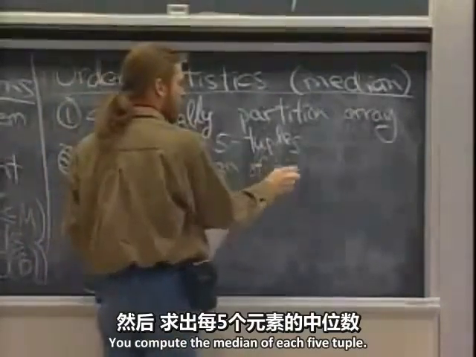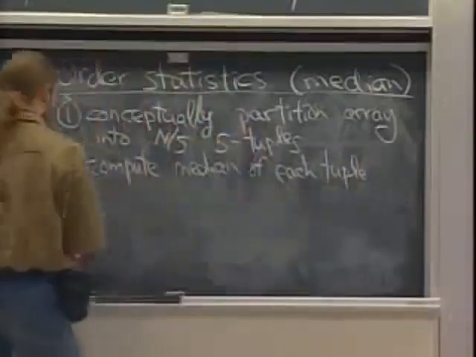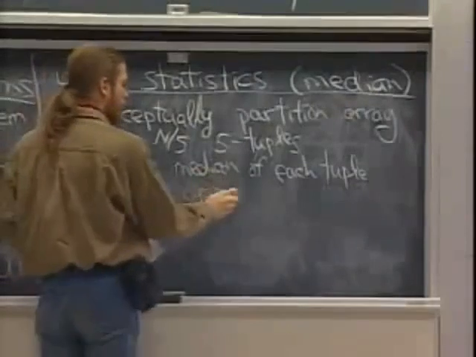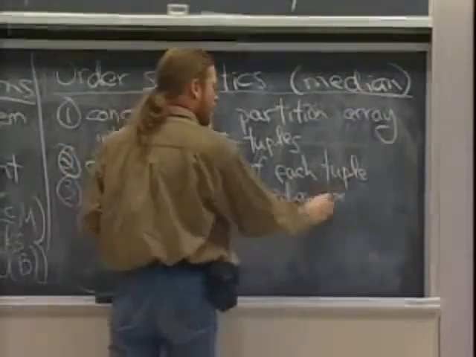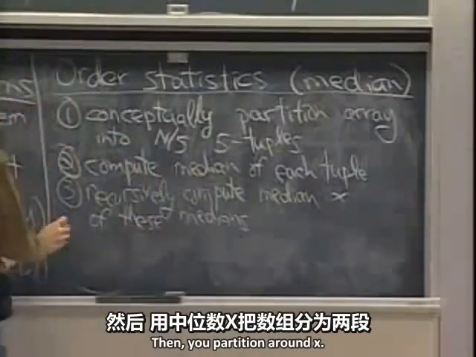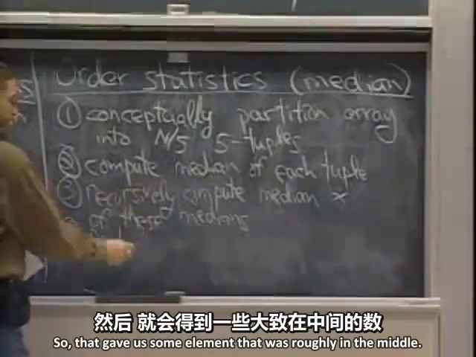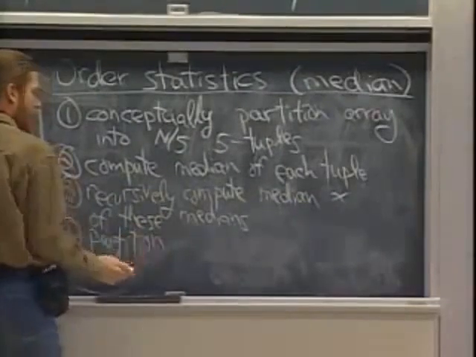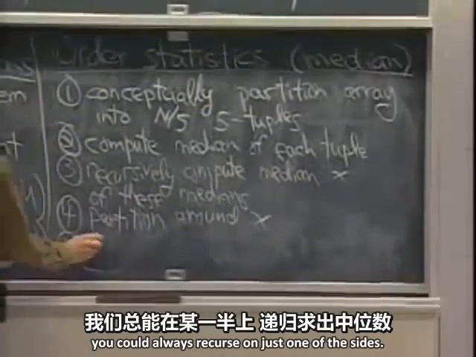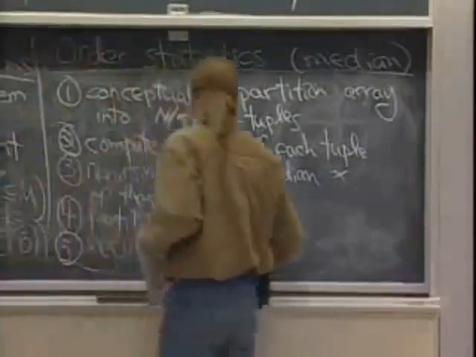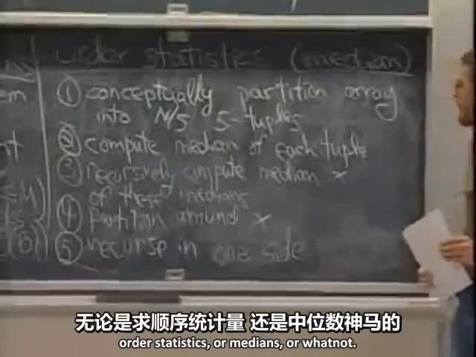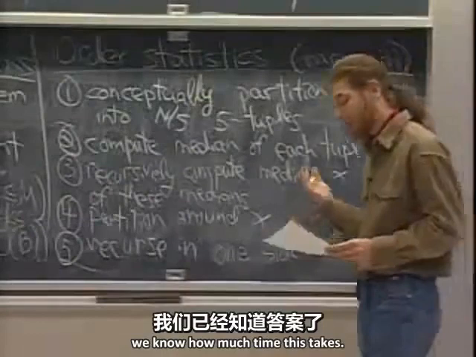You compute the median of each 5-tuple. Then you recursively compute the median of the medians, of these medians. Then you partition around x. So that gave us some element that was roughly in the middle, within the middle half, I think. Partition around x. And then we showed that you could always recurse in just one of the sides. Okay, this was our good old friend for computing order statistics or medians or whatnot. Okay, so how much time does this take? Well, we know how much time this takes. It should be linear time.